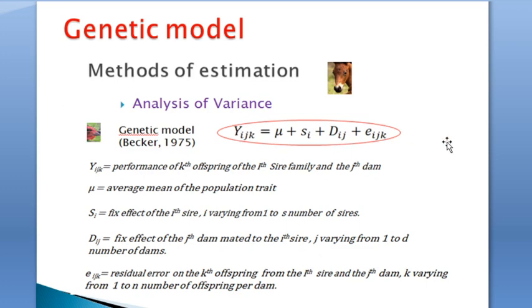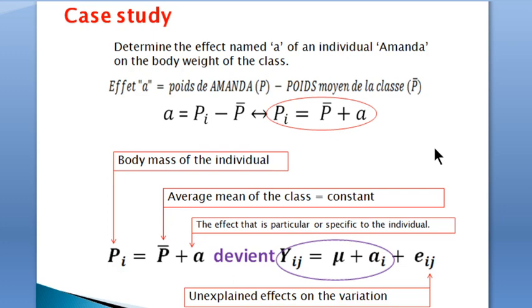So what is a genetic model and how is it established? A genetic model is an equation that summarizes the relationship between the performance for which selection is being implemented, the average mean of the population, and the variation factors that can be the genes, the genetic factors, that can be environmental factors or many others. Okay, now to better explain this, let's use a specific case study.